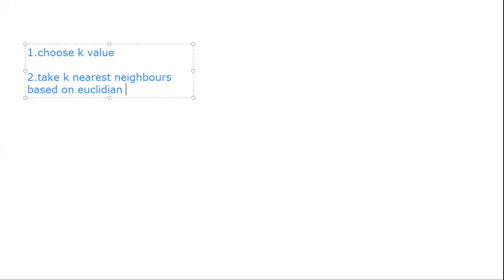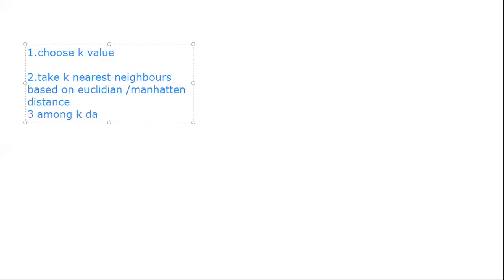Take k nearest neighbors based on Euclidean or Manhattan distance. So here we need to calculate the distance between each and every point. Based on this Euclidean distance, we need to take k nearest points. That is the second point corresponding to this thing. After this, we have the third point. Among these k neighbors, count the number of data points of each category.